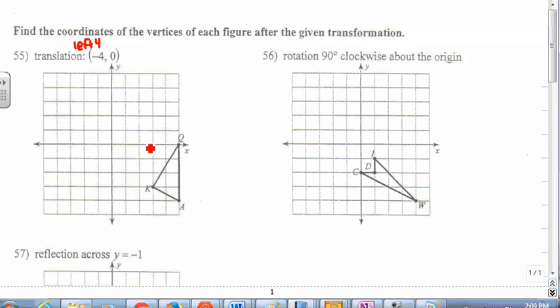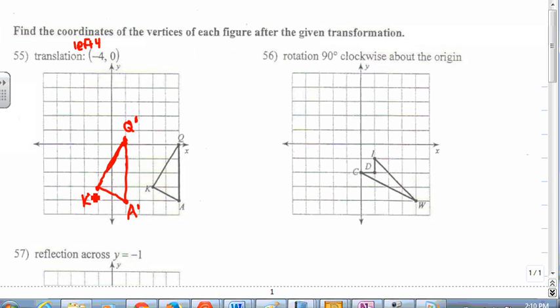So 1, 2, 3, 4. Connect the dots. We need to connect the dots. Again, use your straight edge. I don't really have one on the screen, but you have one with your ID right with you.